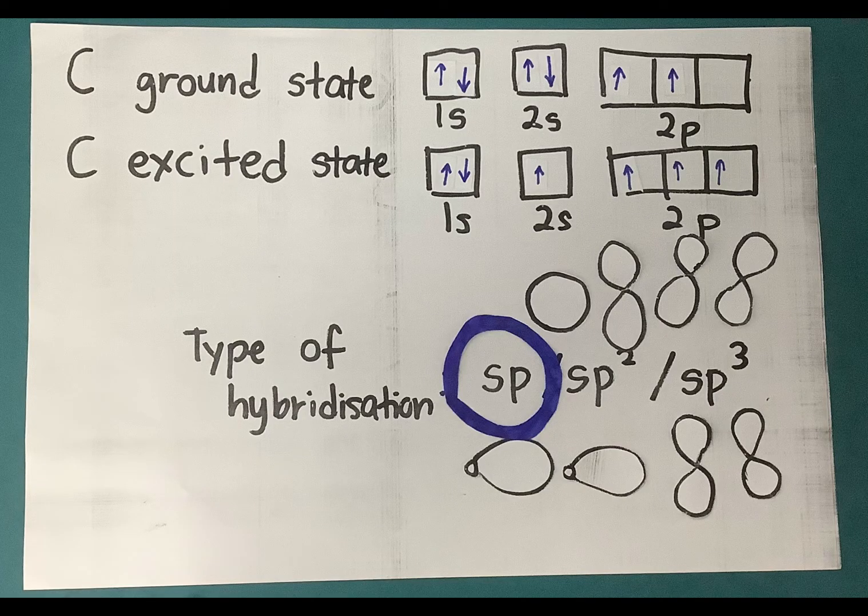For C2H2, only one p orbital hybridizes with the s orbital, forming 2 sp orbitals. The 2 other p orbitals of carbon remain unhybridized. Here's what it looks like in its diagram.